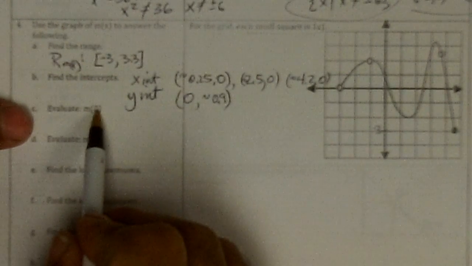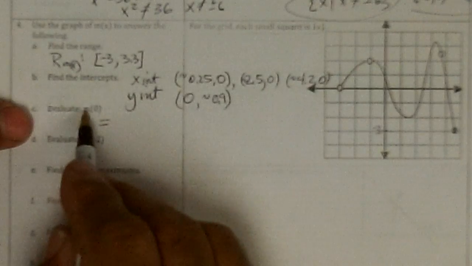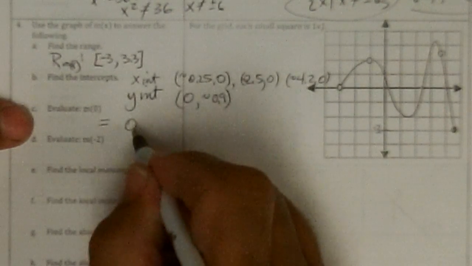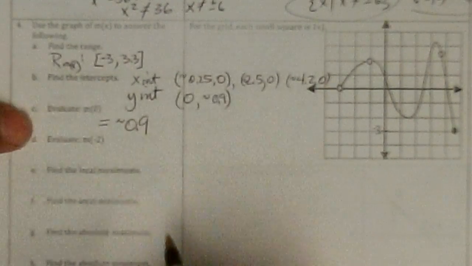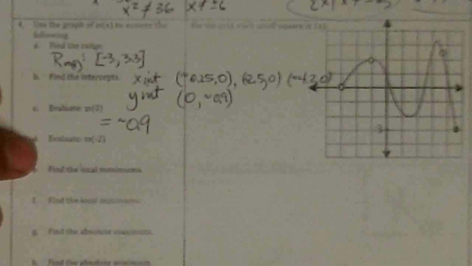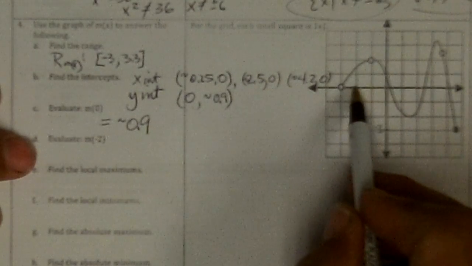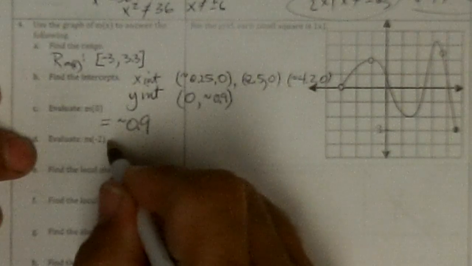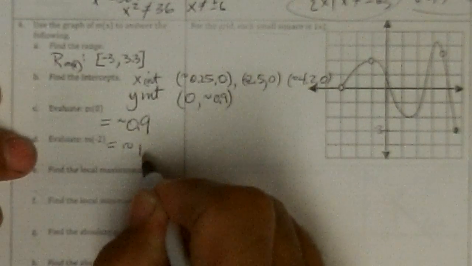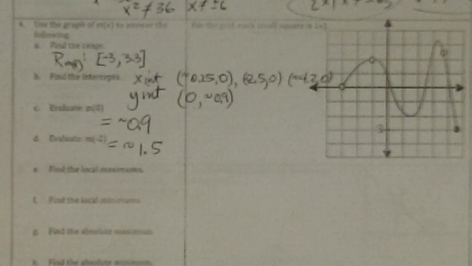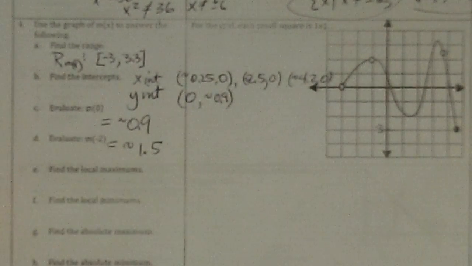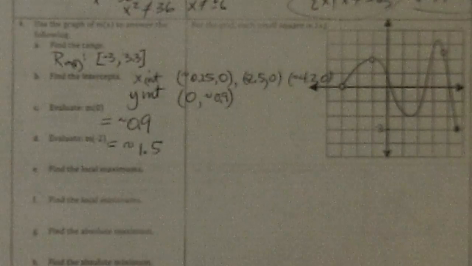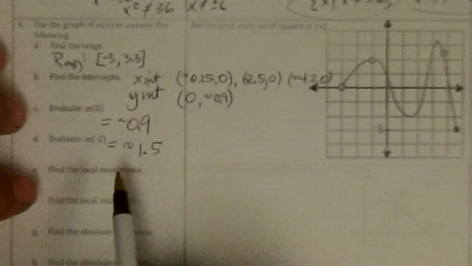Evaluate m at 0. So this says, what's the y value when x is 0? Well, that's 0.9, approximately 0.9. Evaluate m of negative 2. Negative 1, negative 2 looks like about 1.5. It's approximately 1.5. The y value at x equals negative 2. Okay, are we still on the screen? Yes.